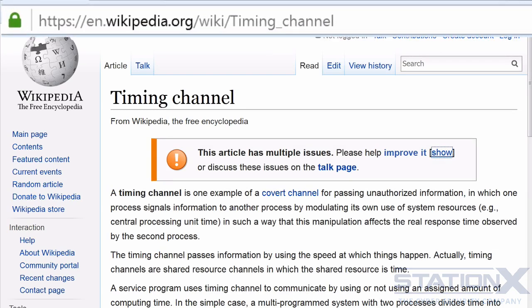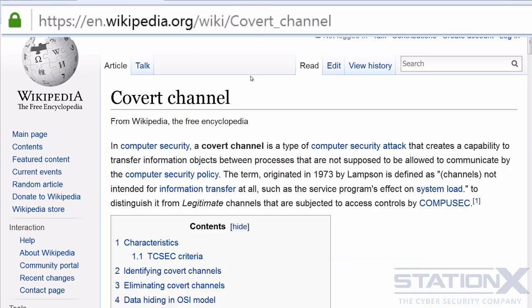VM hosts and guests obviously share CPUs. This means it's theoretically possible to perform what are called covert timing channel attacks. This is the passing of information in which one process signals information to another process by modulating its own use of system resources, for example, central processing unit time, in such a way that this manipulation affects the real response time observed by the second process. This means guest and host can communicate via timing variations based on prearranged methods. A timing channel is one example of a covert channel.